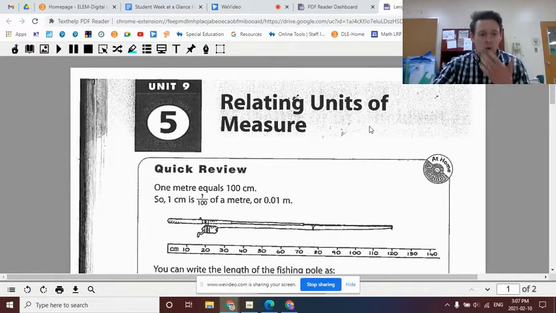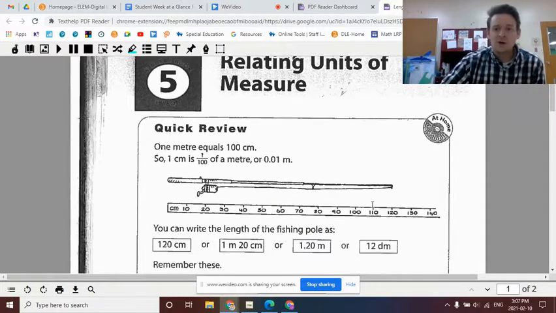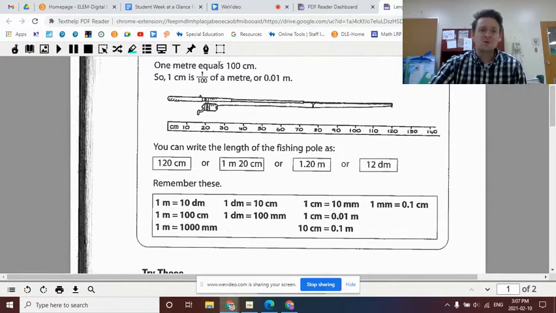So let's take a look at the worksheet that's in front of you here. There's a quick review at the front. It says 1 meter equals 100 centimeters. So 1 centimeter is 1/100th of a meter. It's a great fraction. Or you could say it's 0.01 meters, so 1/100th of a meter. Right? That's how decimals work.